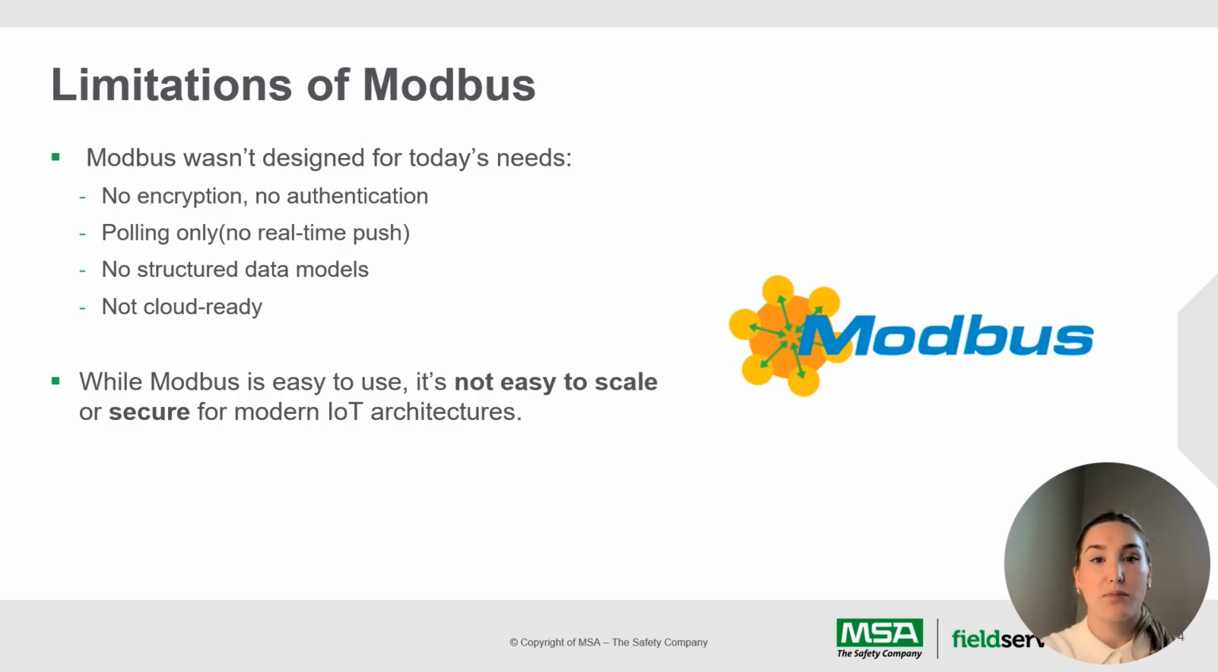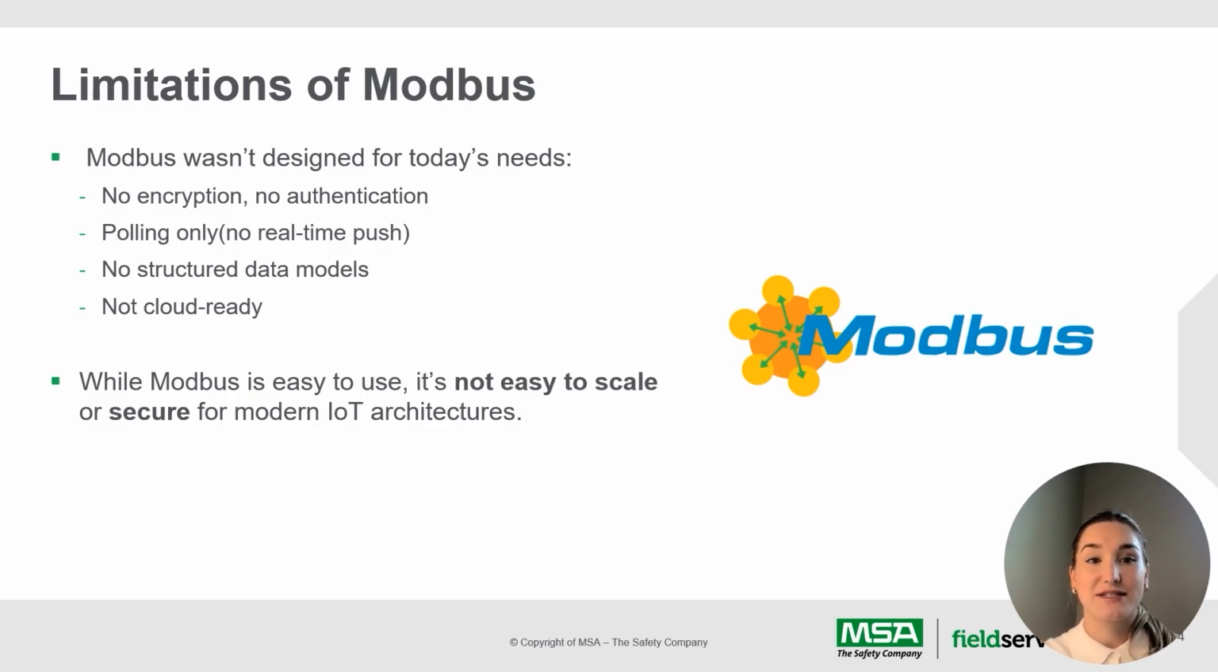Next, Modbus is a polling-only protocol. This means that devices can't just send data when something important happens. Instead, the master constantly has to ask, "Do you have any new data yet?" over and over again. It's like checking your mailbox every 5 minutes instead of getting a notification when a new letter arrives. This leads to inefficiencies, unnecessary network traffic, and most importantly, missed opportunities for a real-time response. If something critical happens between the polling intervals, the system may not catch it in time.